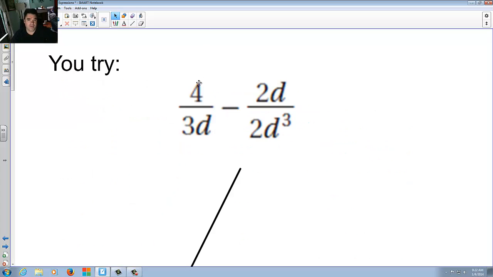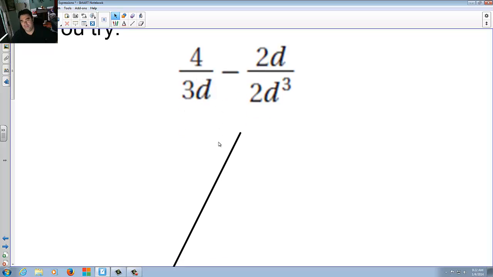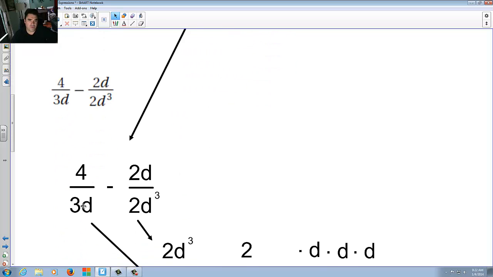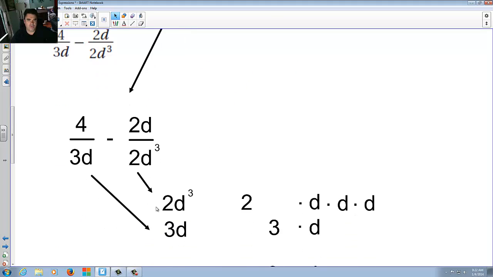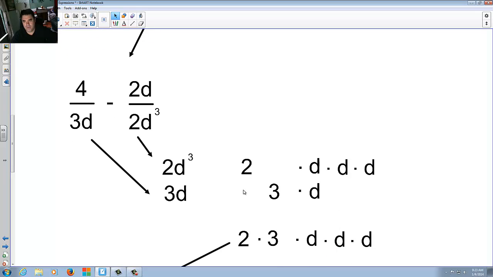Either way you try. 4 over 3d minus 2d over 2d cubed. First, remember, find the least common multiple. Go ahead. Let's see how you did. So 3d and 2d cubed. 2d cubed is 2 and d. 3d is 3 and d. 2 and nothing makes 2. Nothing and 3 makes 3. 3d's versus 1d, I'll take the 3d's.